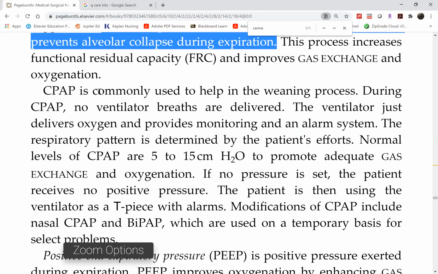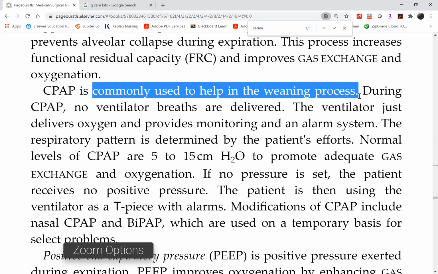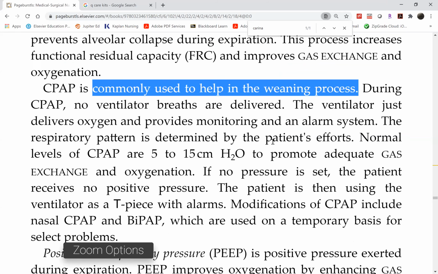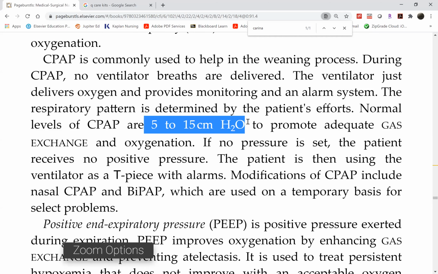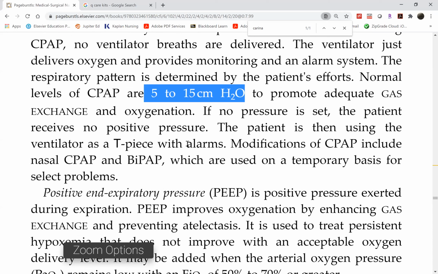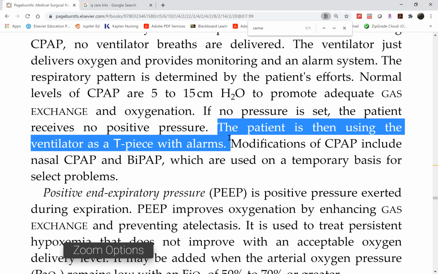As already mentioned, this is only used for weaning. You cannot put patients on it if they still need the ventilator. Only if you are already off the sedation and getting ready to wean can you be on the CPAP. This is the normal setting, 5 to 15. The other mode for weaning is called just the T-piece, meaning this is the connection between, let me draw it.